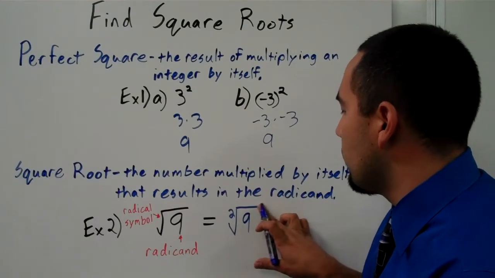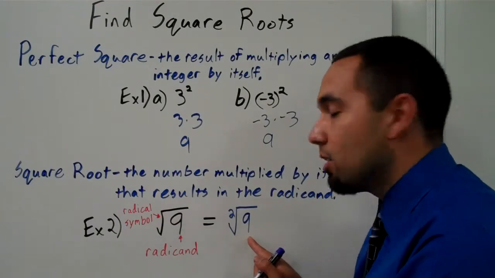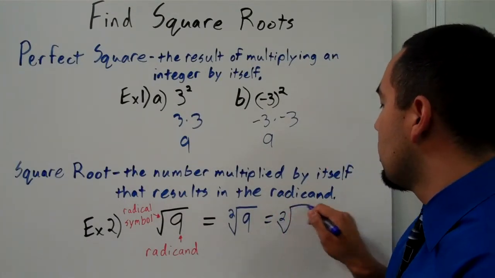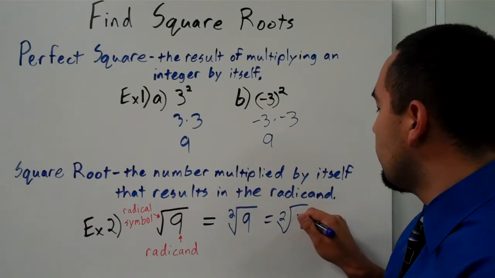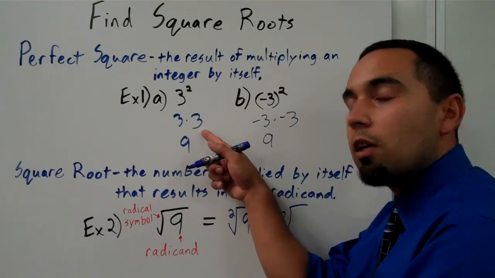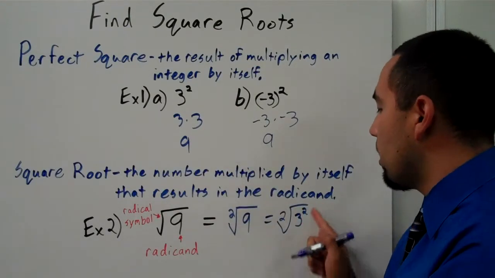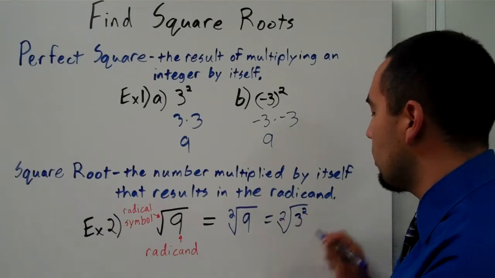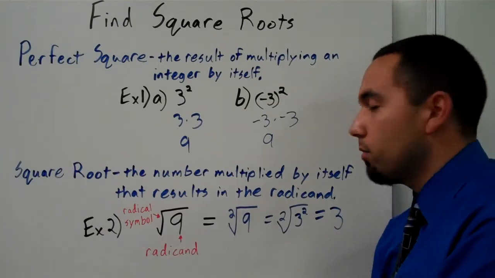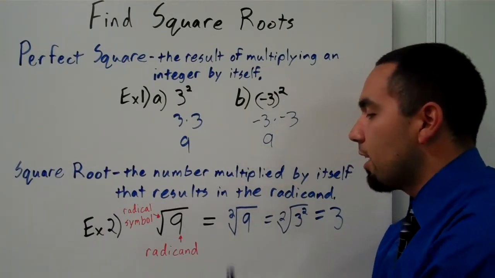And again, the square root of 9 is when we want to find what number multiplied by itself. So you can think of this as the square root of, well, what number times itself gives us 9? Well, we just did that, right? 3 times 3 gives us 9. So really, the square root of 3 squared, and again, that is 3, right?